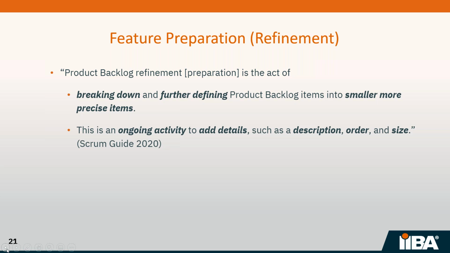So what is it? It's the act of breaking down and further defining product backlog items into smaller, more precise items. In other words, many of you know this term, it's splitting stories. It's taking items and chopping them up into smaller pieces, each of which will give us some value. And it's an ongoing activity. This is not something that we do up front, the way that we do it in a waterfall approach. It's something that happens throughout the process. And it's not just about splitting up those requirements, but it's about learning more about them, adding details. For example, what are the acceptance criteria for each item? How would you describe the item? What's the estimate on how long it would take to do it? What's the prioritization for the item? All of that's part of feature preparation. Next slide, please.